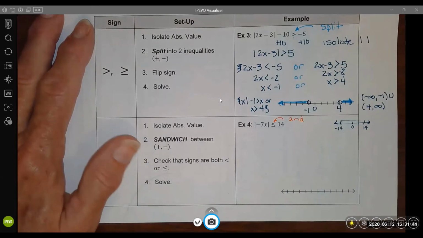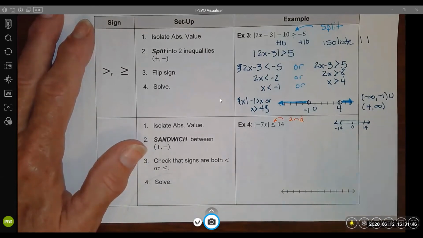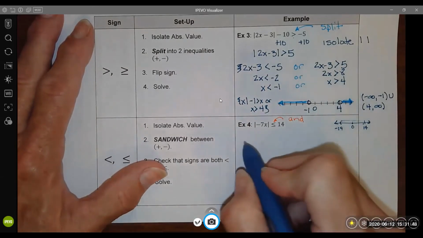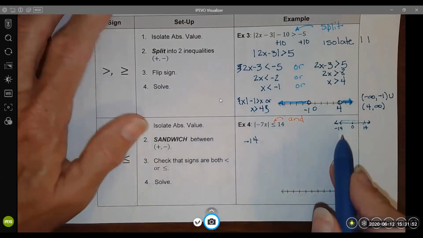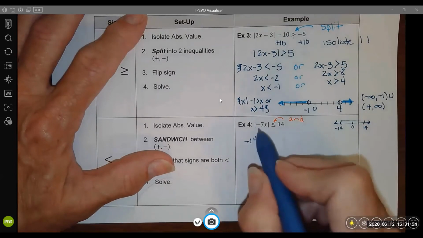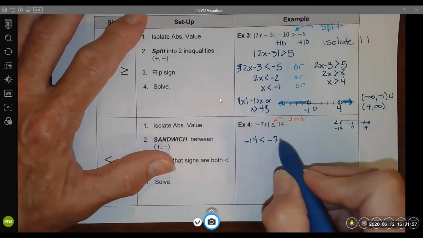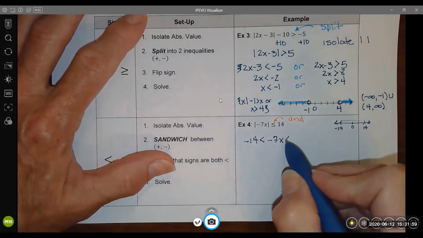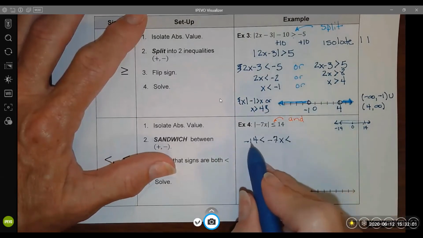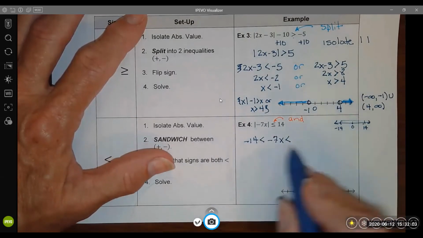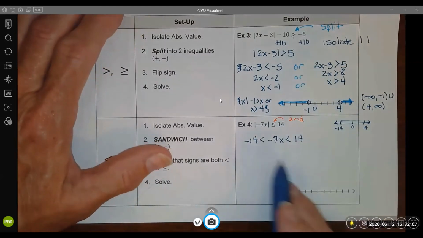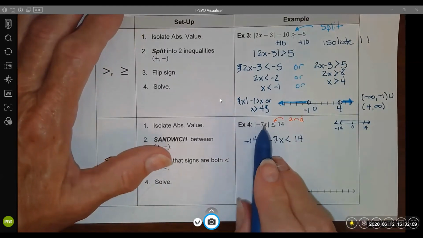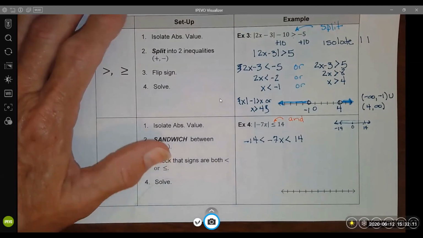And when I create my sandwich, I'm just going to think, okay, I know that negative 14 is the smallest number that I can get to. And whatever's in here has to evaluate to a number that is bigger than negative 14, and it has to be less than positive 14. And that's just going back to what that absolute value means.